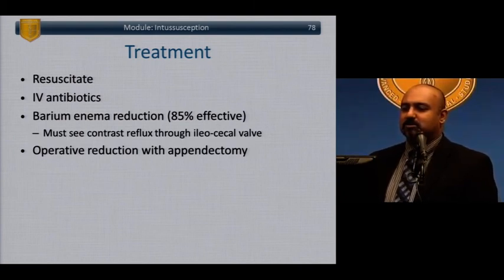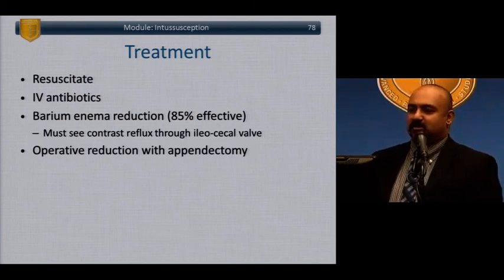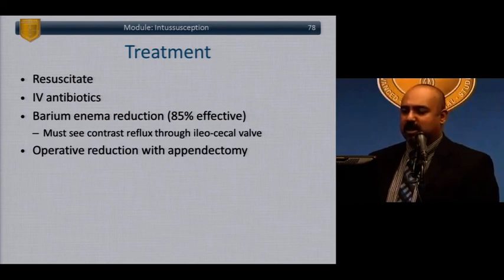We used to always say to do the appendectomy with this, for 2 reasons. One is the appendix could be a lead point. Second thing is we always used to make the right lower quadrant incision, and when you have a right lower quadrant incision, everyone assumes your appendix is out. So we would do the appendectomy.